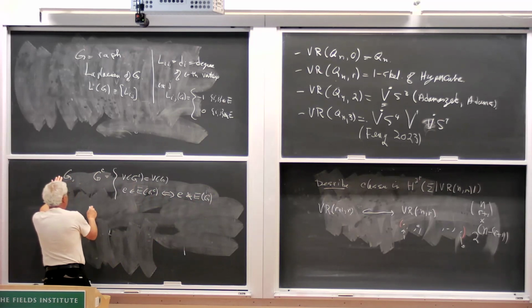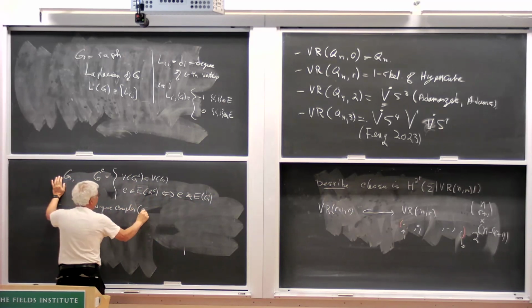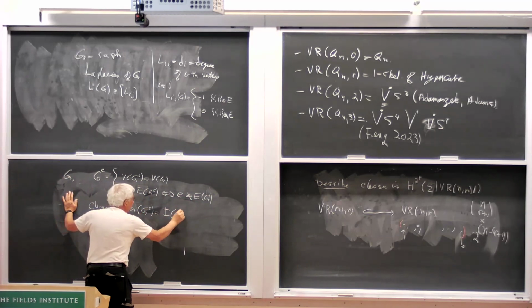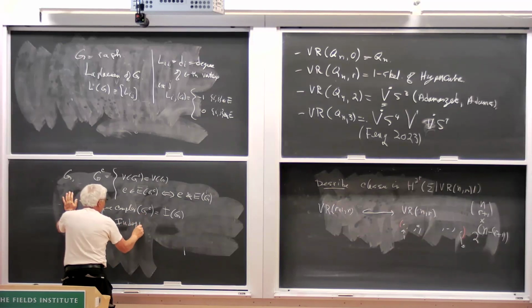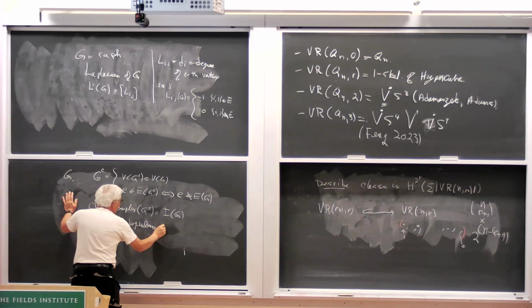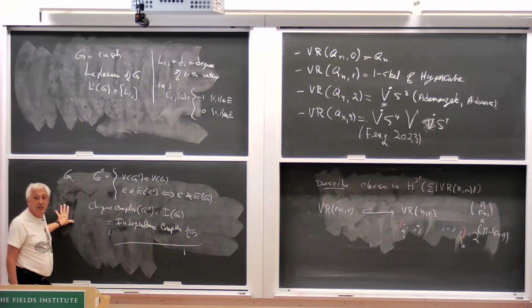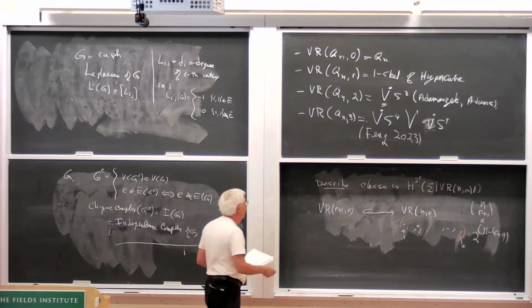If I take the clique complex of this complementary graph, that's often written as I of G, and I think the terminology is the independence complex. So these are some terms we need in order to state a theorem, which is actually very powerful.